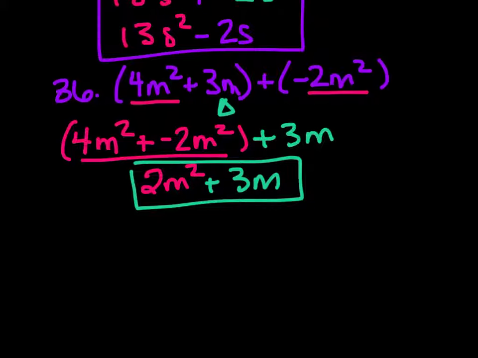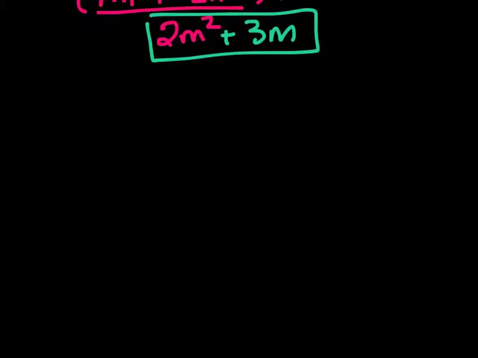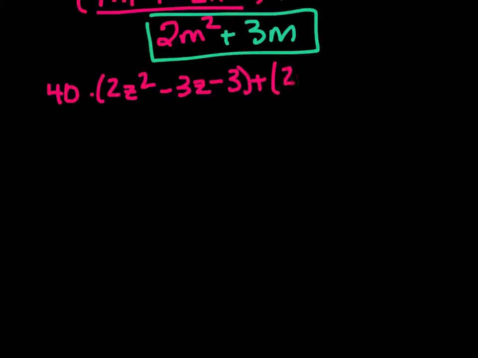Let's give ourselves a little bit of space. 40. We have 2z. Why do they always put 2's and z's together? It makes it so hard to see which one's which. Minus 3z minus 3 plus 2z squared minus 7z minus 1.